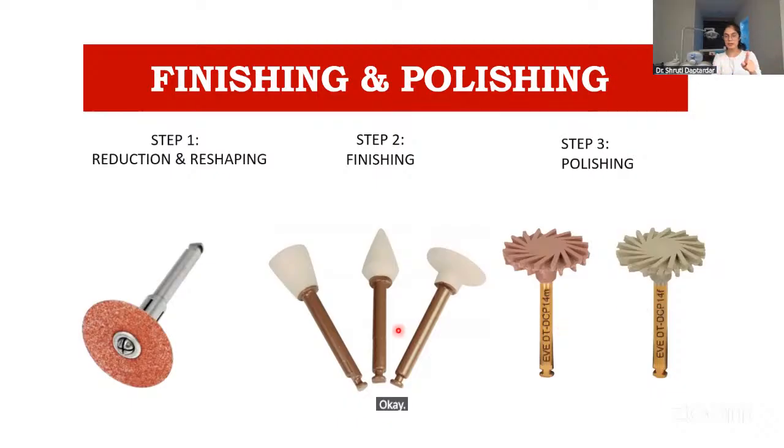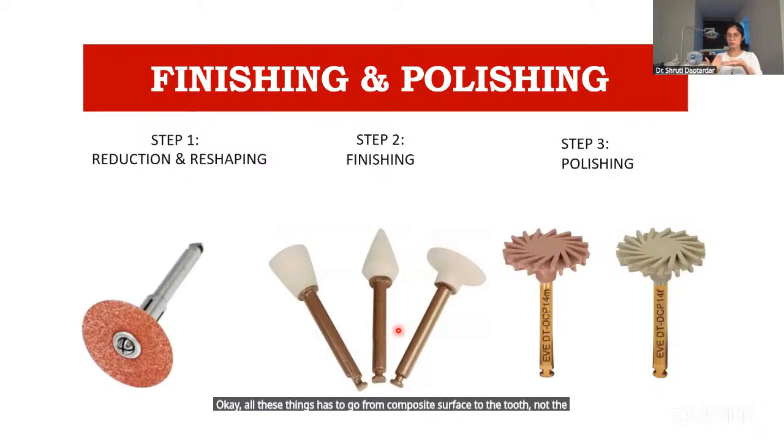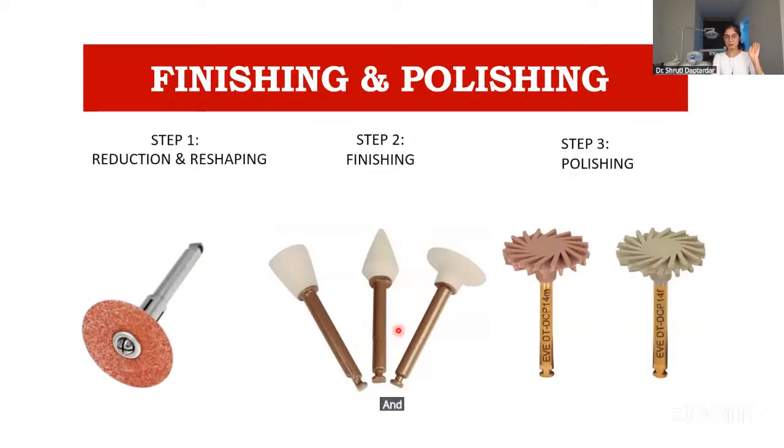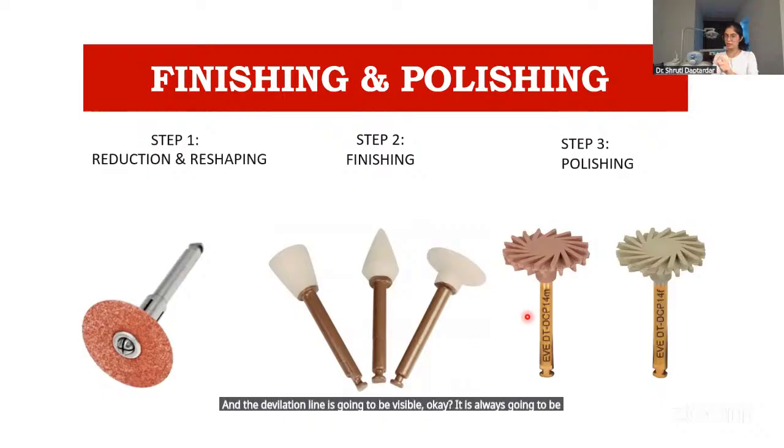Okay, all these things have to go from composite surface to the tooth, not the other way around. If you go from tooth to composite, you are going to remove that small composite that you had left and the demarcation line is going to be visible. Okay, it is always going to be polishing, finishing, everything has to be from composite to the tooth. Yeah, so polishing, it is going to be used with Eve Diacomp.